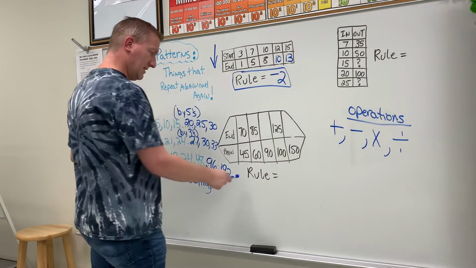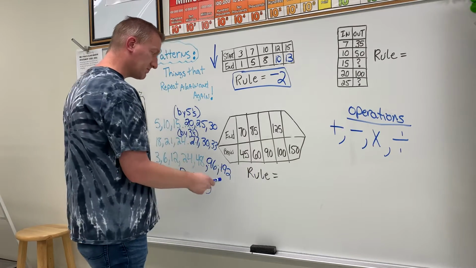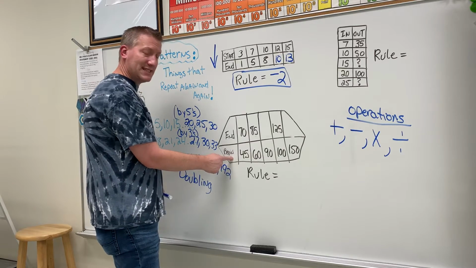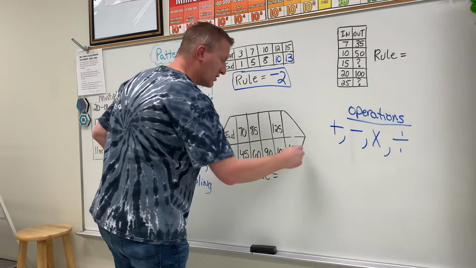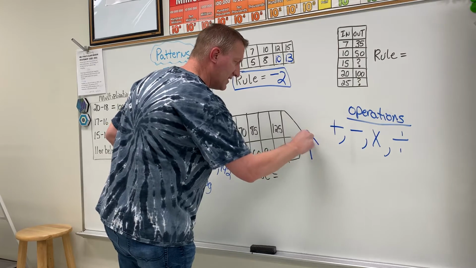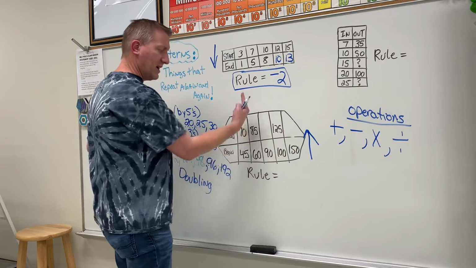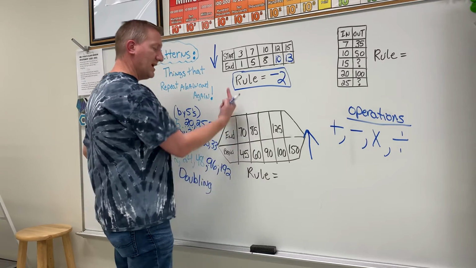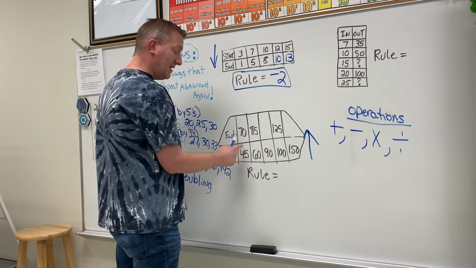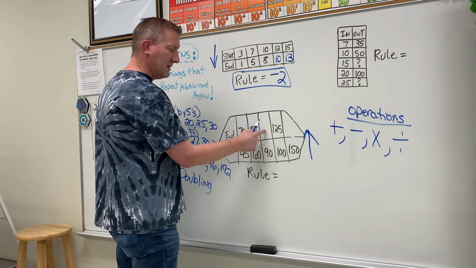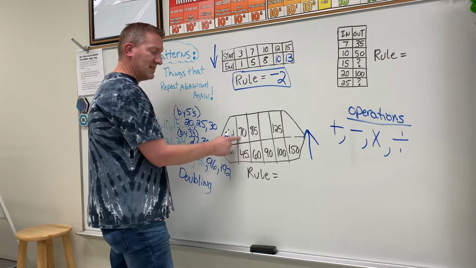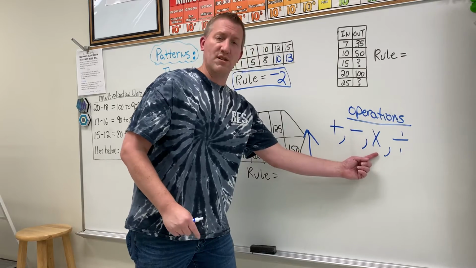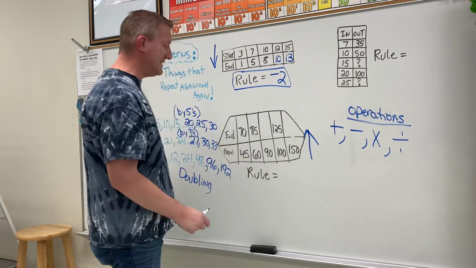Let's look at this one. Now, this one's a little tricky because look, the beginning is down here, the ending is up here. So we're actually moving this way this time. We're going from the bottom, beginning, to the end. We're going up. So it's getting bigger, isn't it? The numbers are getting bigger. So 45 to 70, 60 to 85. They're getting bigger.